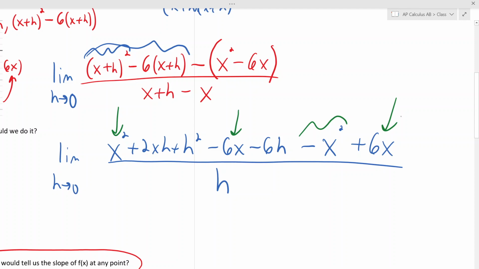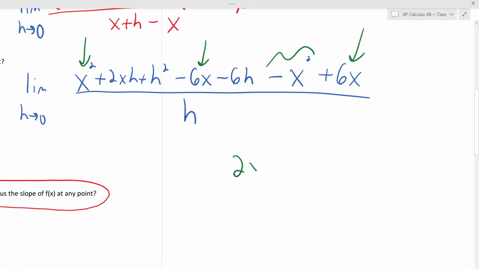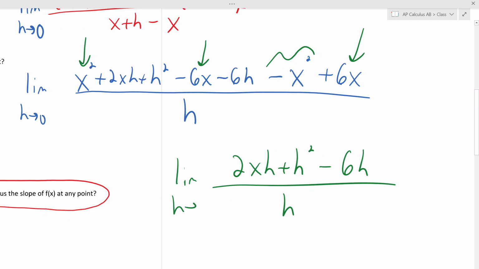They cancel out. So the only stuff that's left up top is 2xh plus h squared minus 6h over h. Oh my goodness, look at it.